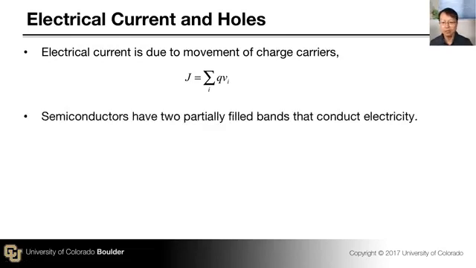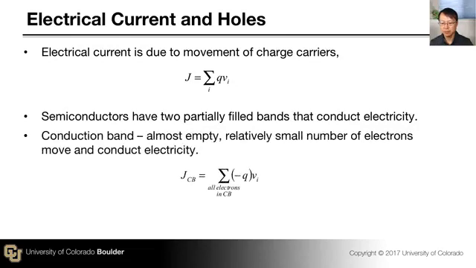Semiconductor, as I mentioned, has two partially filled bands. So in the conduction band, you basically have electrons which carry a negative Q. Q here is the electronic charge, 1.6 times 10 to the negative 19th coulomb, and multiply that with its velocity, v_i, and sum this product over all electrons in the conduction band, and that is the current density in the conduction band.